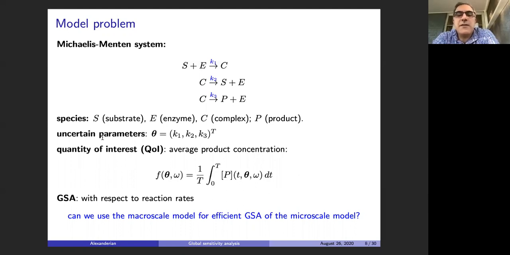The uncertainties we consider are in the reaction rates. So we have three parameters in this problem. For this test, we consider the quantity of interest to be the time average of the product concentration. We can compute the concentration by normalizing by the system volume in the stochastic case. And we would like to ask the following question. Can we use the macro scale model for efficient global sensitivity analysis of the micro scale model? So that's the overarching question here.